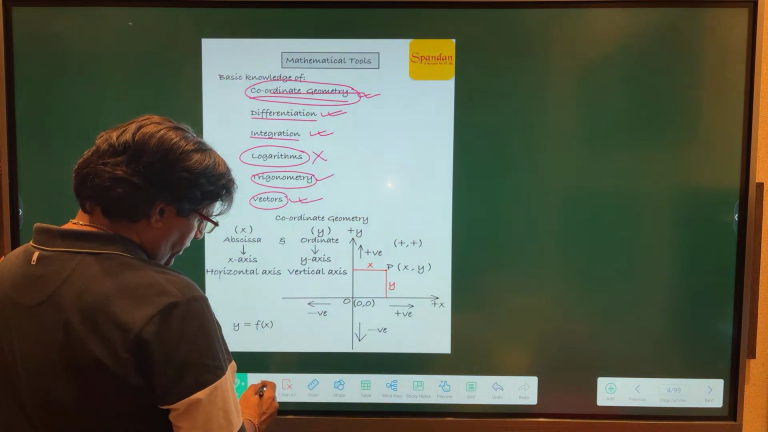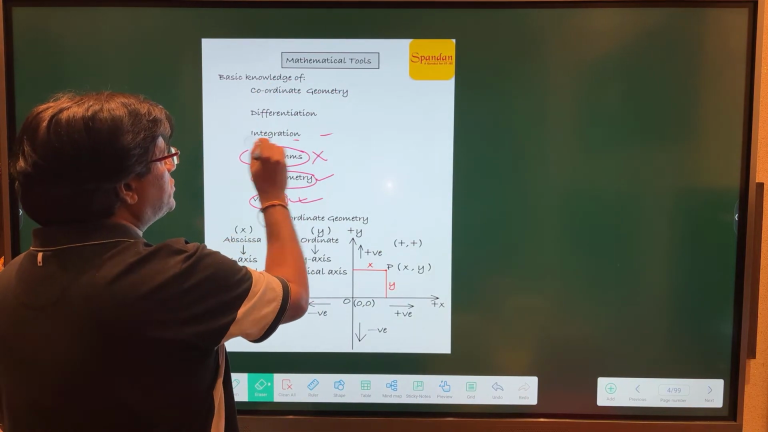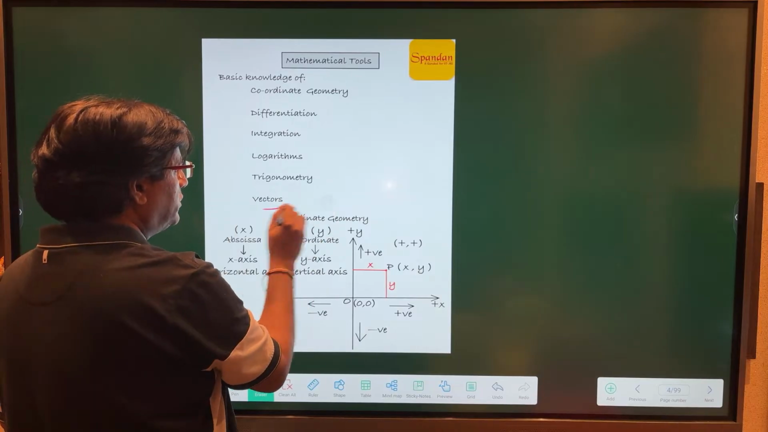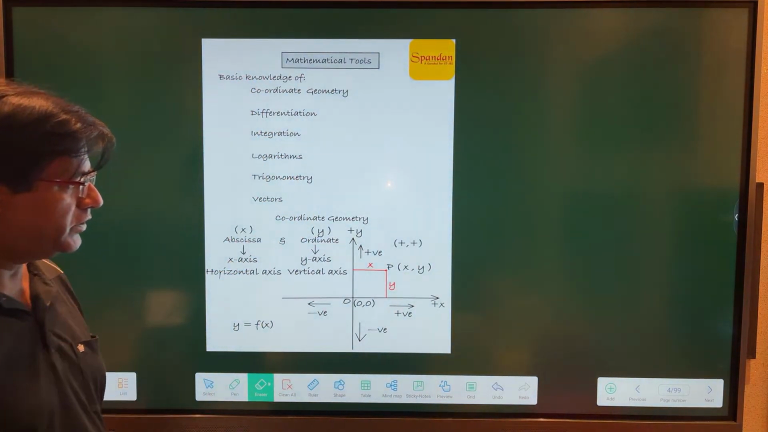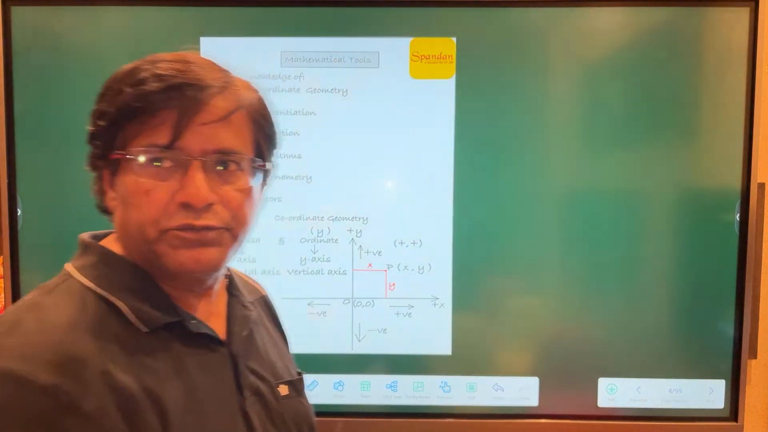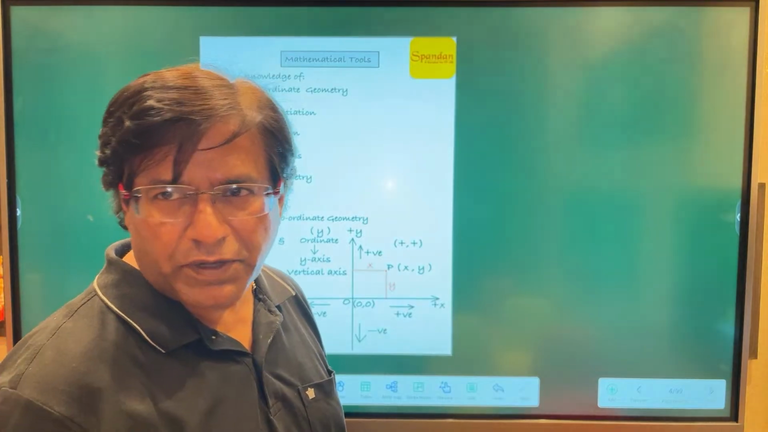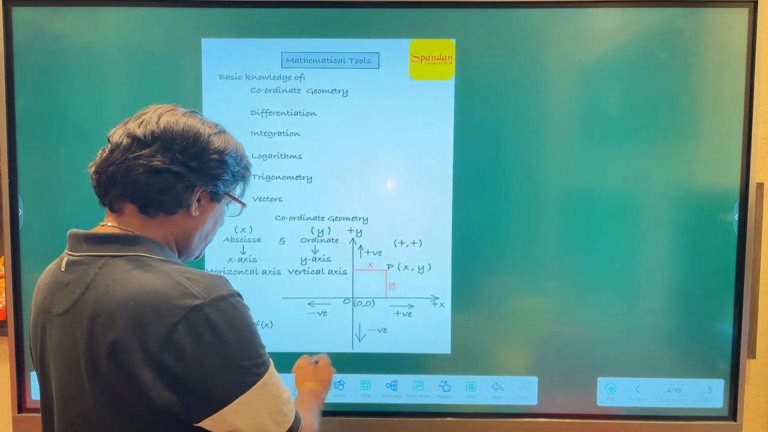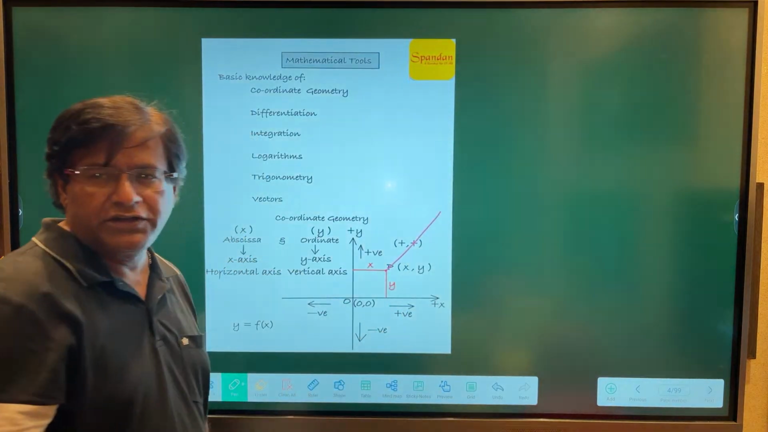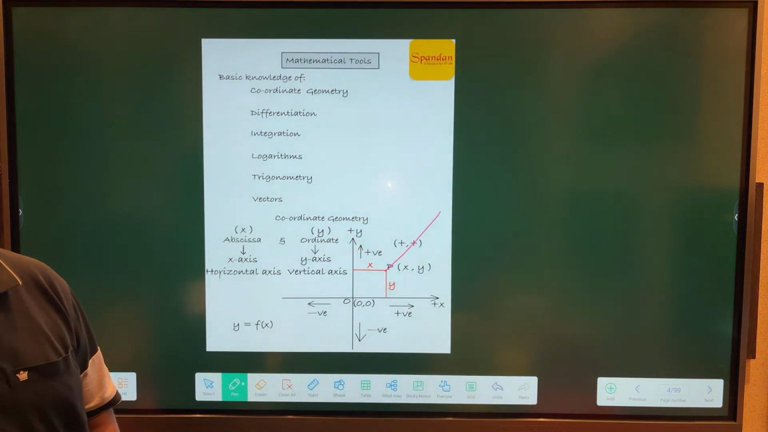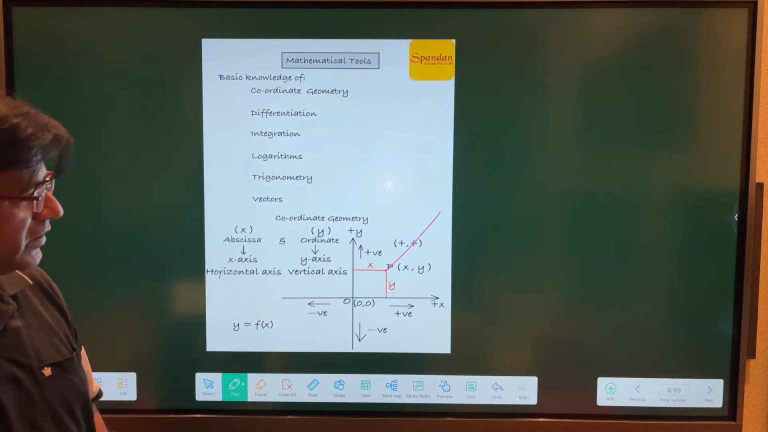In coordinate geometry, we need the location or position of a point, right? And its equation, how this point behaves. That means if a point is moving, then what will be the equation? What will be the path? It may happen that this particle is moving in a straight line. Then we need some equation. That equation will tell us how this particle is moving, right?